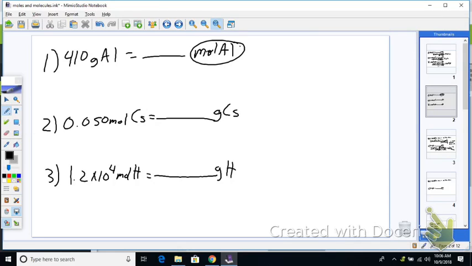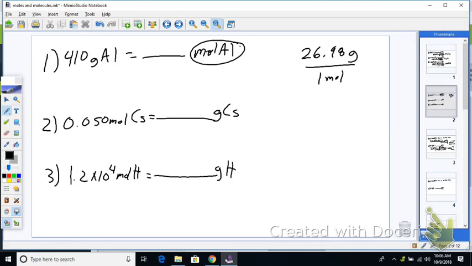Anybody? Yeah. Is it the atomic weight? Right. So the atomic weight is the same as the molar mass. So if it's aluminum, we got this number on the periodic table. It's 26.98, right? Grams per 1 mole. Any questions with that? So you just look that one up.